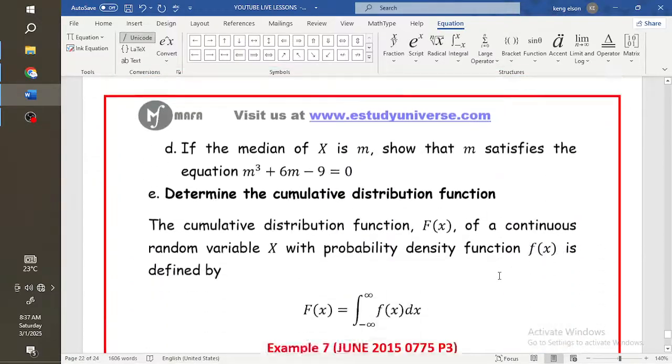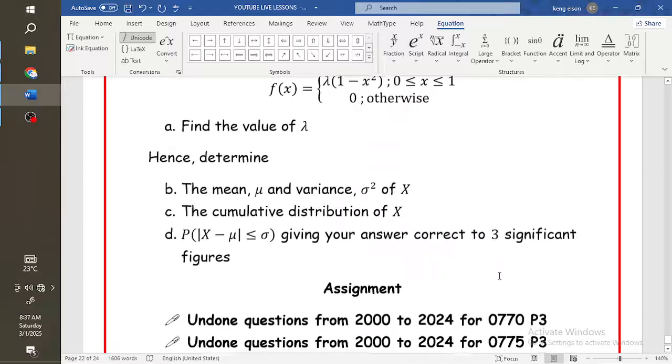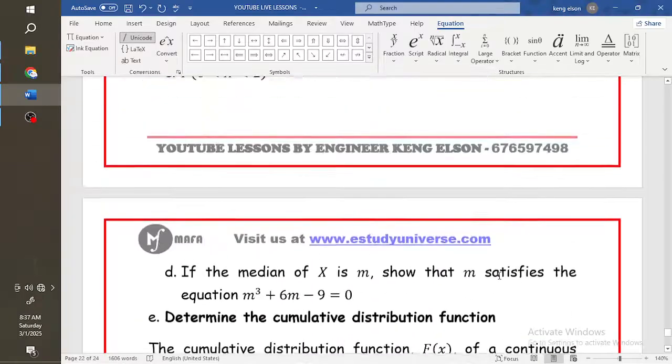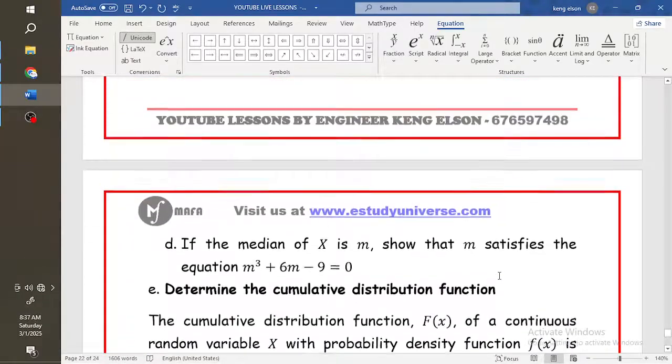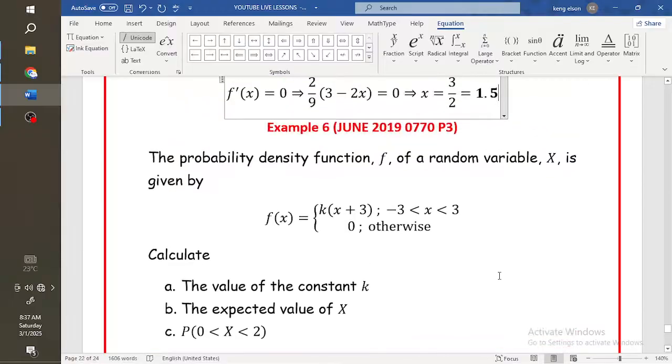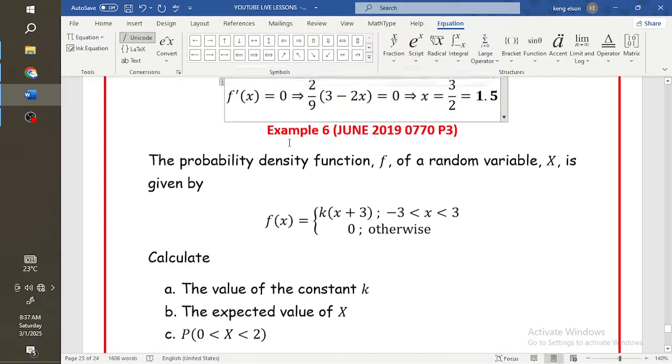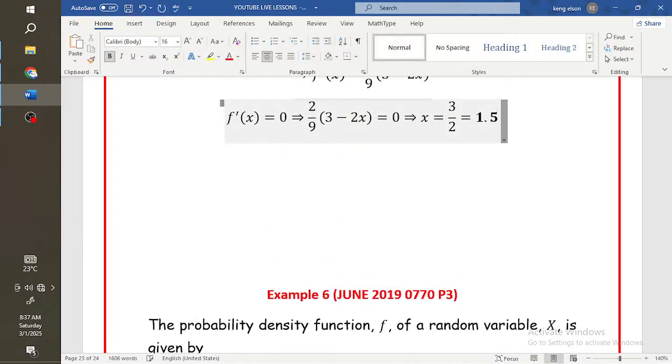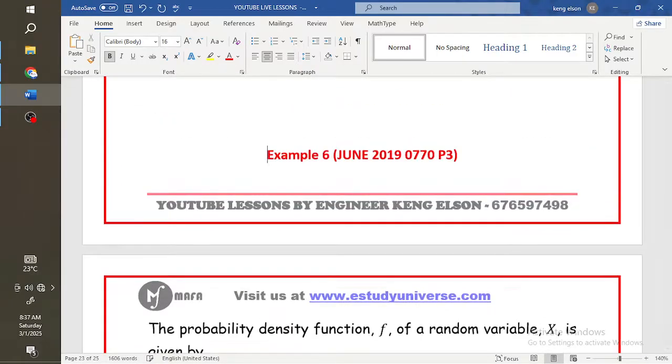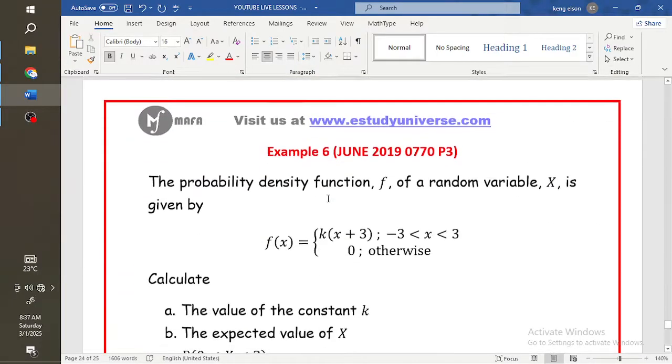Now I think we'll have two more examples to go. Then we talk about the cumulative distribution function. So we now have this next example. I'm just going to push it down so that we have a better experience.